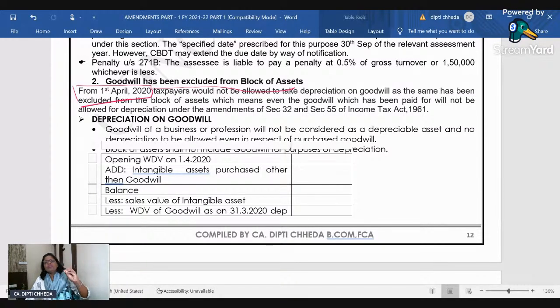And on 1/4/2020, whatever is your block value, remove the value of the goodwill. Okay, and on the remaining block charge depreciation. Achha, what is the original cost of goodwill minus depreciation till 31st March 2020? This value of goodwill will be considered when you sell this goodwill and business, and whatever difference comes will be taxable as short-term capital gain.